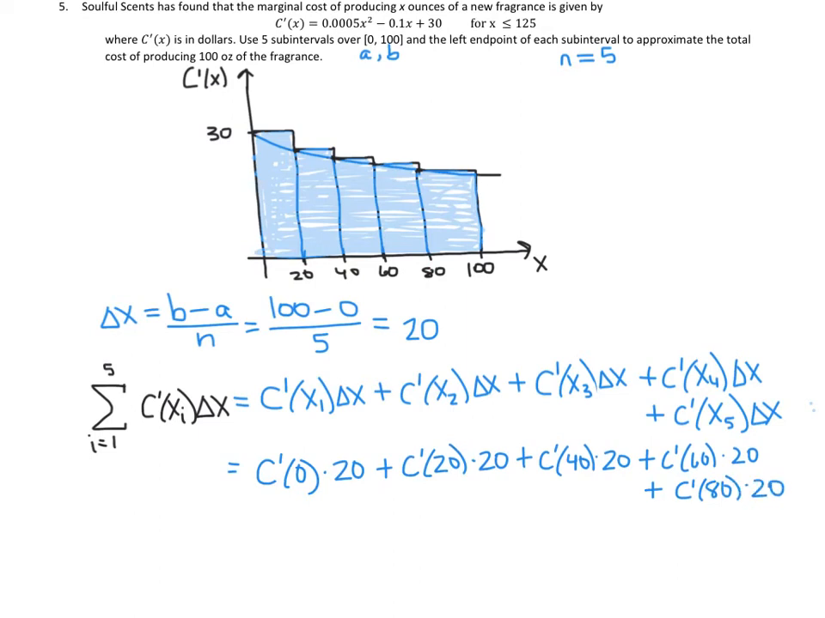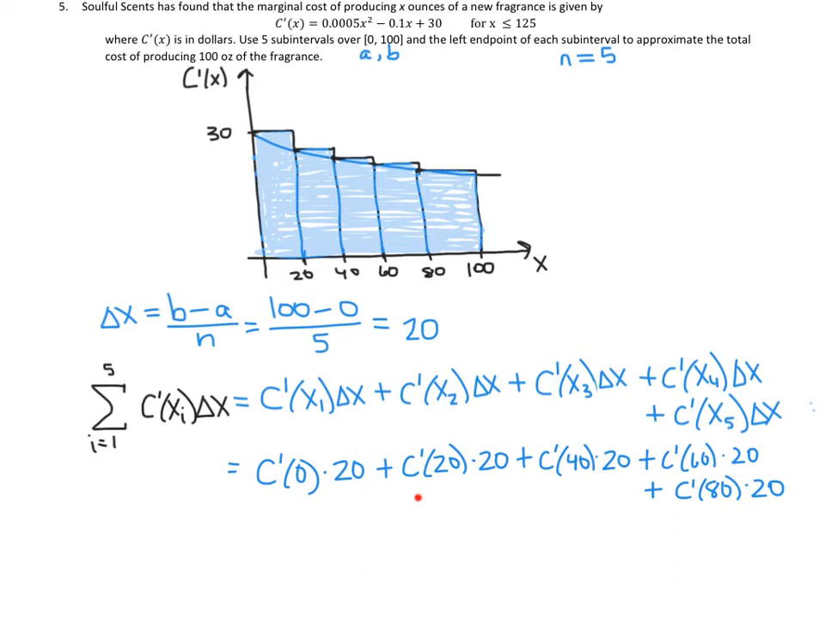So I just want to point out what each of these terms represents. So this first one here, c prime of 0 times 20, what that first term gives us is the area of this first rectangle. The width of that rectangle is 20, and then the height of that rectangle is given by c prime of 0. C prime of 0 is 30, because we already found the intercept there along the y-axis.